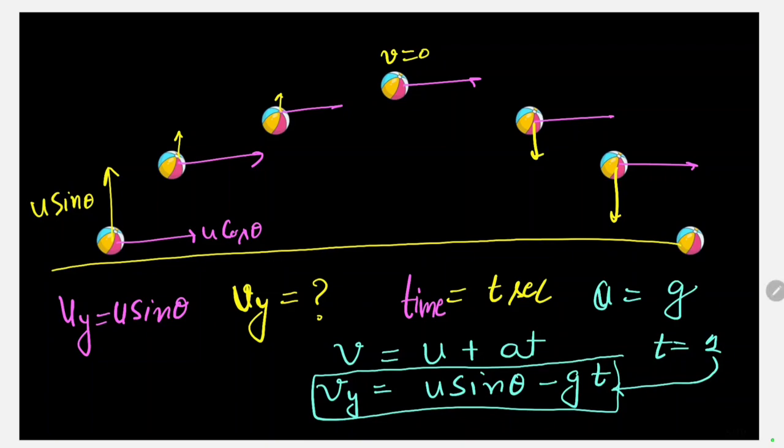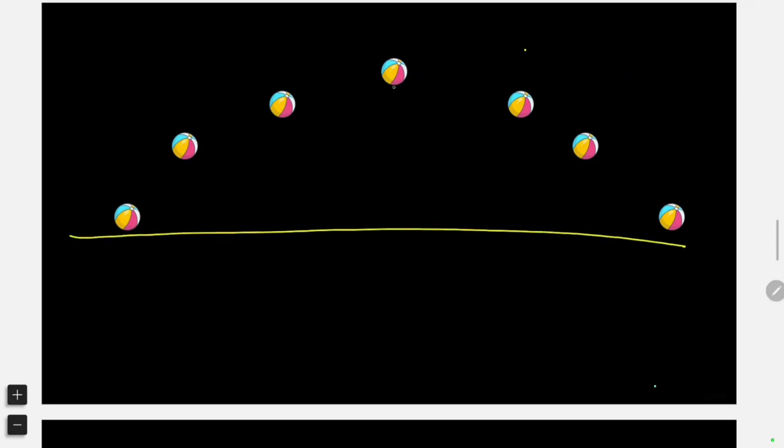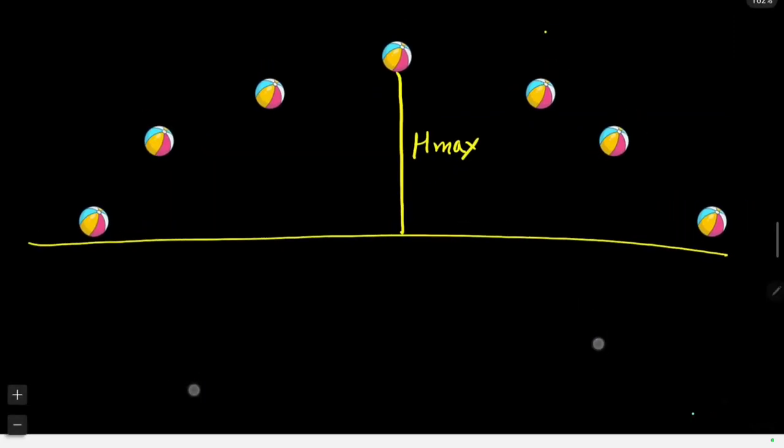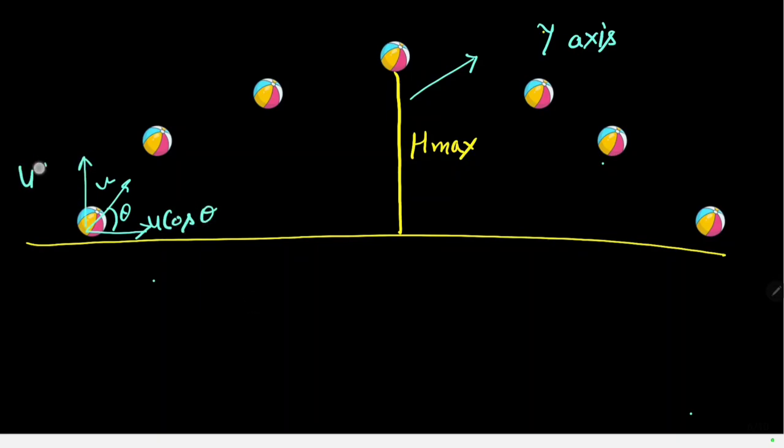Now the next task is, we want to find out the maximum height reached by the projectile. It's like if you kick a football, what is the maximum height the football will go to. If we want to find that, you need to know that this is the information of the y-axis. So basically I'm finding the displacement in the y-axis, so I would use the information of the y-axis only. The same football, you're kicking it with a velocity u at an angle theta, the x-axis velocity is u cos theta, the y-axis velocity is u sine theta, and this maximum height is also in the y-axis.